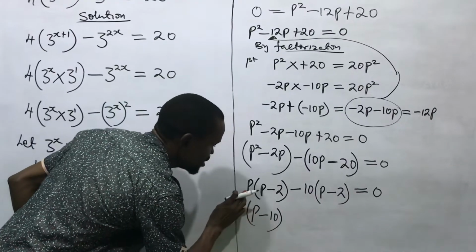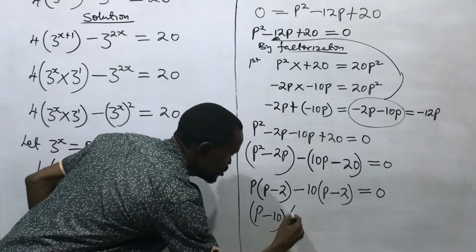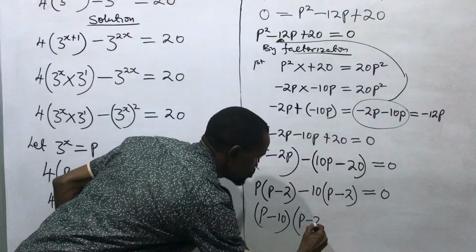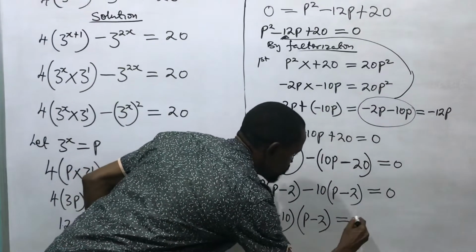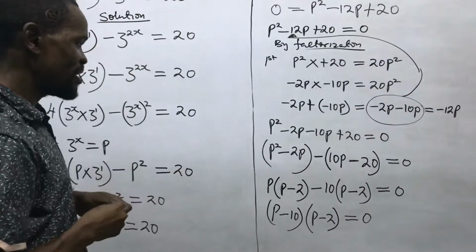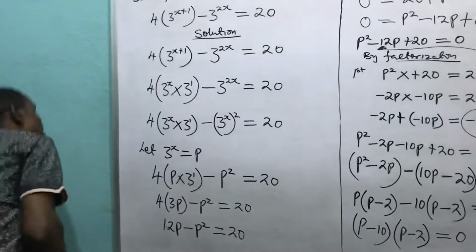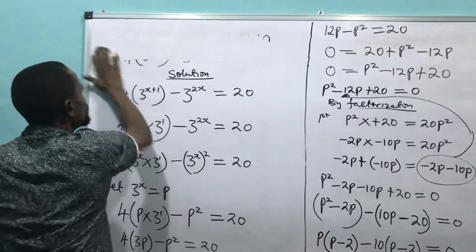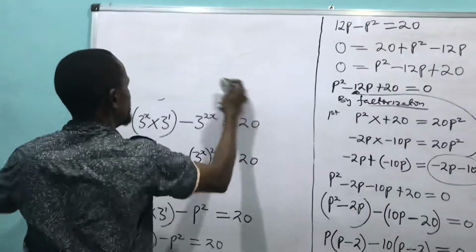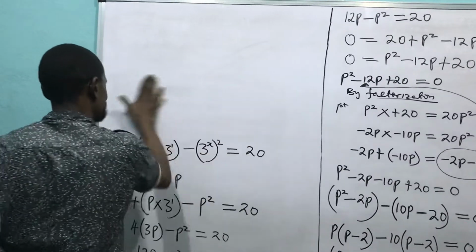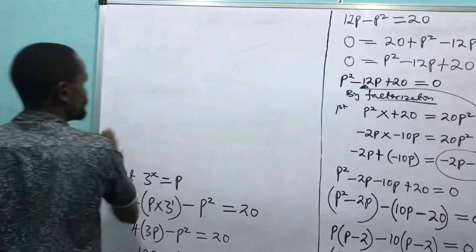You know what I did? This p minus 10 into p minus 2 close, and it equals what? 0. You get me right? And that's what I have here. So can I clear it here? Let's finish it here. I can clear the questions here and finish it here.